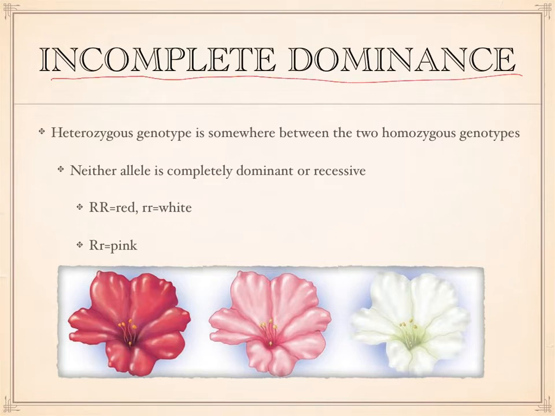A heterozygous genotype would be somewhere between the two homozygous genotypes. So, for example, with this, neither allele is completely dominant or recessive. With this genotype, capital R would give red flowers. Little r would give white flowers. But the heterozygous, big R, little r, would give pink flowers, which is a kind of a cross or a blending between the red and white flowers. So with incomplete dominance, neither allele is dominant, and you get a blended third phenotype or an intermediate phenotype between the two.